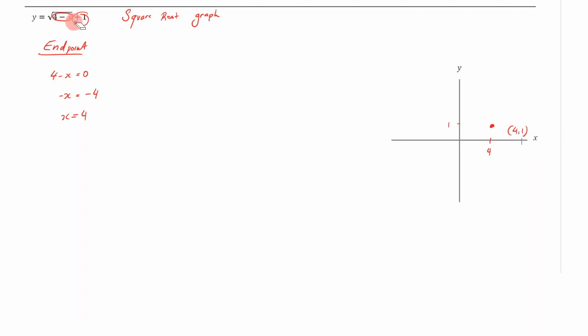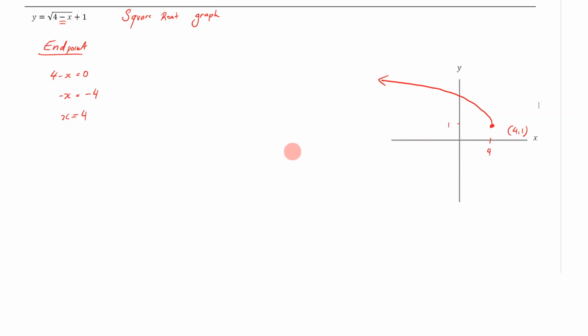We also need to look at this negative in front of the x. This negative in front of the x is telling me that it's going this way. So remember, if there wasn't a negative in front of the x, it would be going this way. But because there is, we reflect it in the y-axis. So this is what the graph is going to look like.